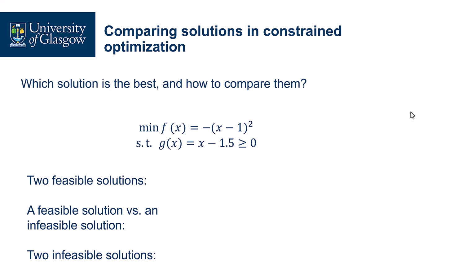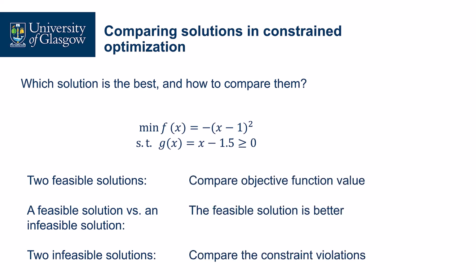Then, in these conditions, what will happen? So let's see. When we have 2 feasible solutions, because they are feasible, right? We only compare the objective function value to find the better one. Here it is minimization, so we want to find the smaller one.